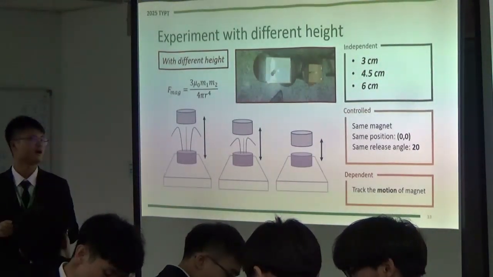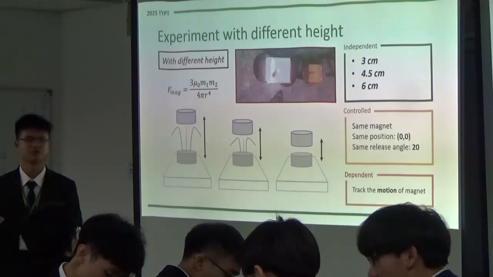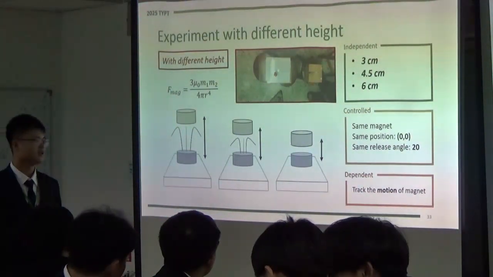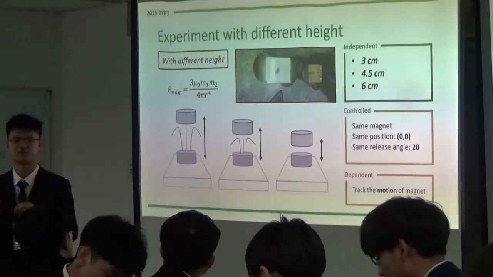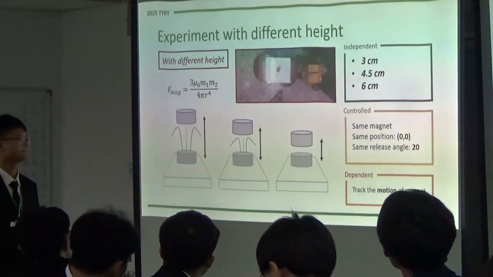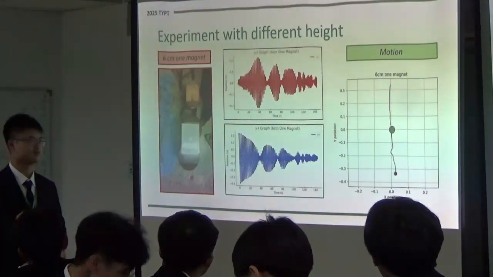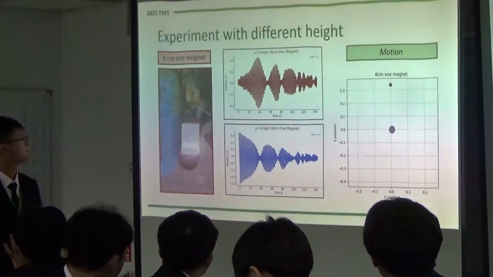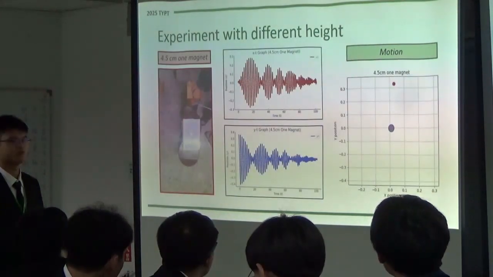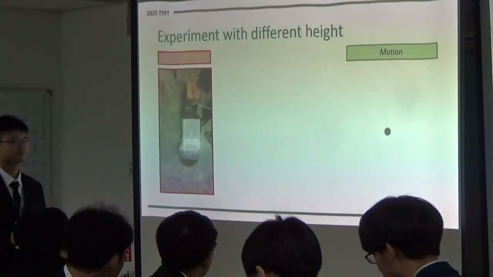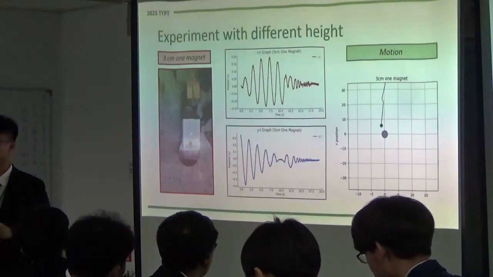And for a different height, I do several independents. First is 3 centimeters, 4.5 centimeters, and 6 centimeters. And I'm going to track the motions of the magnets I use. And then this is 6 centimeters motions. And this is 4.9 centimeters motion. And then this is 3 centimeters motion.